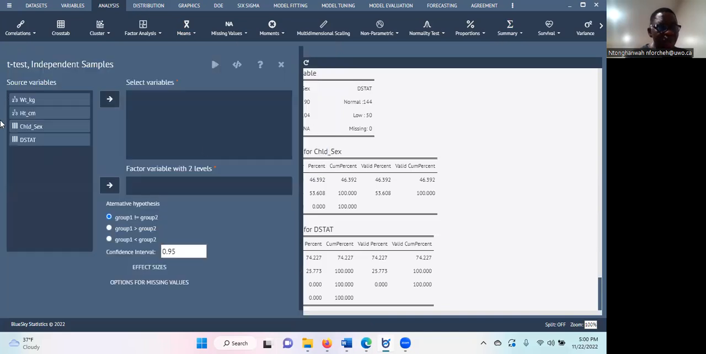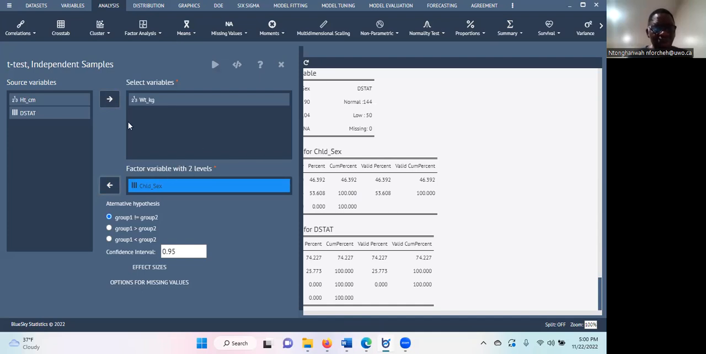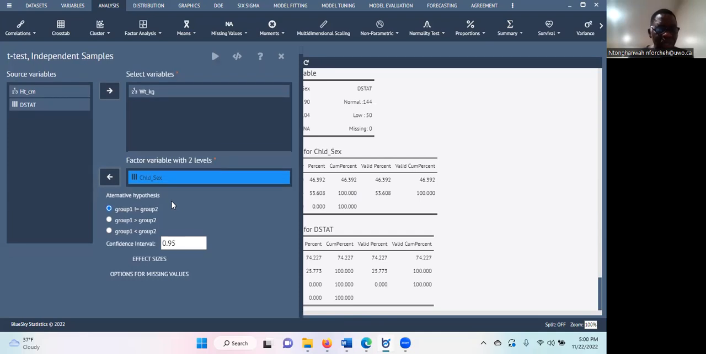Now our variable is the weight. Now we see that we are taking the sex of the child. Okay. And it has to have 2 levels only. If it has more than 2 levels, it will not work. And then we are saying, are the means the same? Are the boys and girls having the same mean? We can also look at the effect size. The effect size should be 0 if the boys and girls have the same mean. If it's different from 0, it will tell us that there are significant differences.